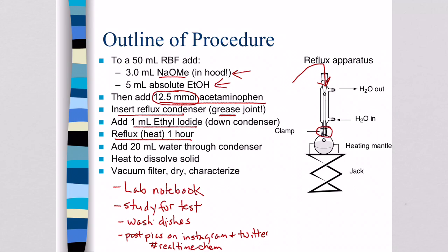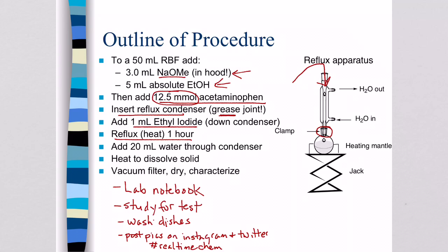After you have heated this for an hour and gotten caught up on all that stuff, we're going to add 20 milliliters of water to the reaction, and we'll just put that right into the condenser as well. That's going to cause your compound to crash out of solution. Basically it's all going to precipitate at once, and when it does that, it's going to grab a lot of impurities with it.